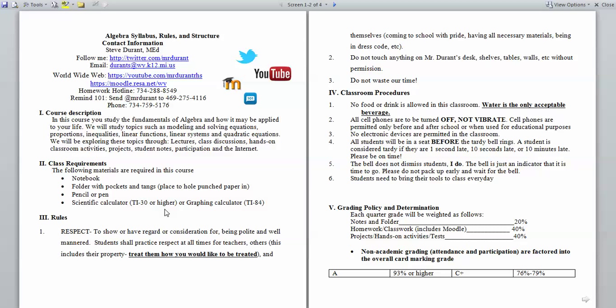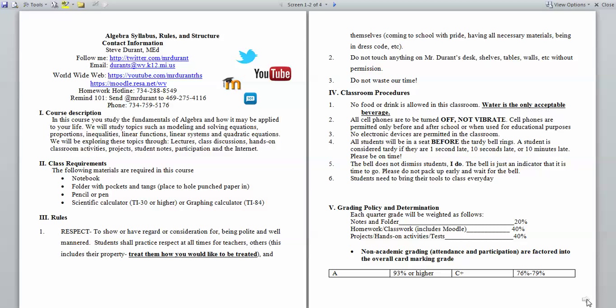Let's talk about the rules. Real simple rules. I have three of them. The first one is respect. Basically, just treat other people how you like to be treated. You want to be polite, considerate, and well mannered. You need to have respect for teachers. This includes their property, yourselves, and basically everyone else. Rule number two: don't touch anything on my desk, walls, shelves, etc. without permission. And rule number three: do not waste our time.